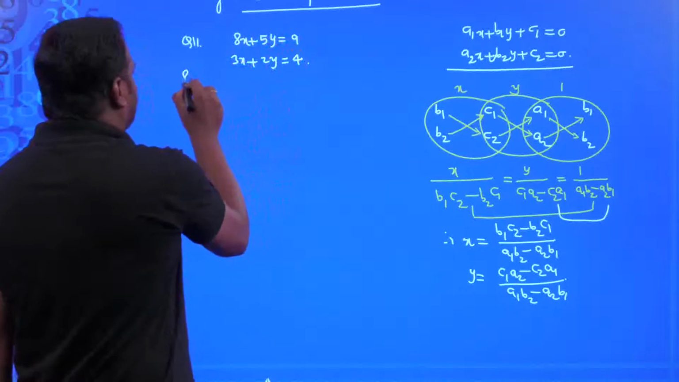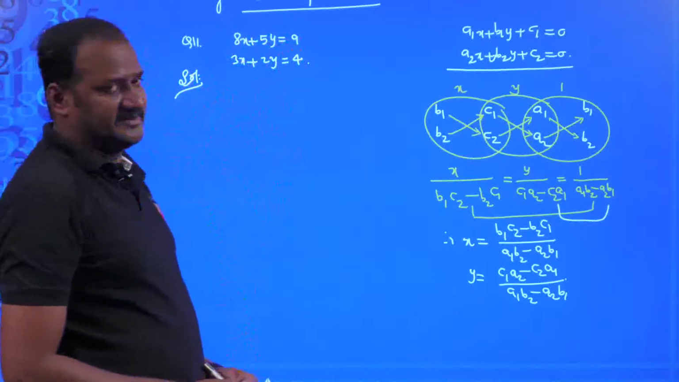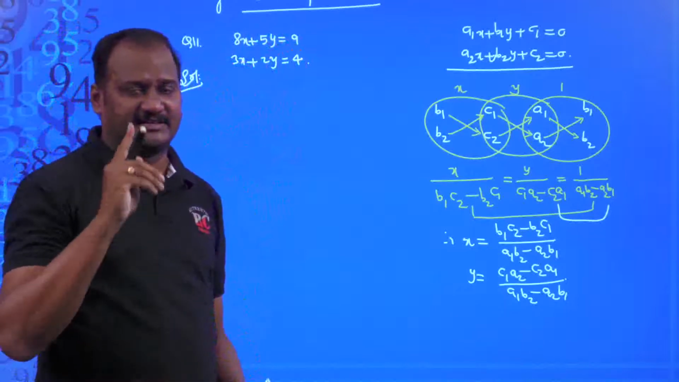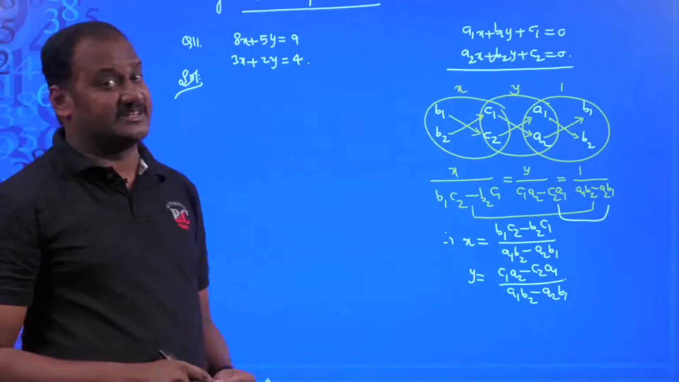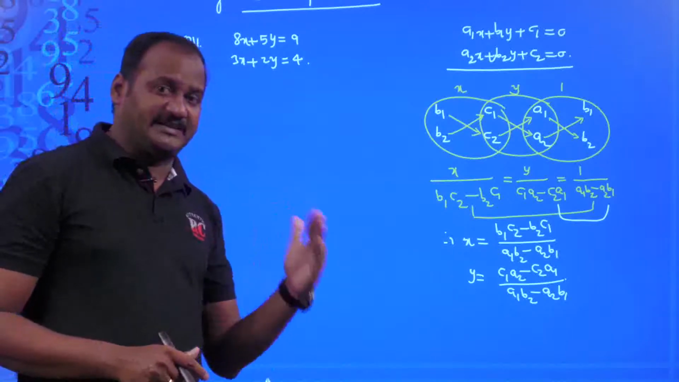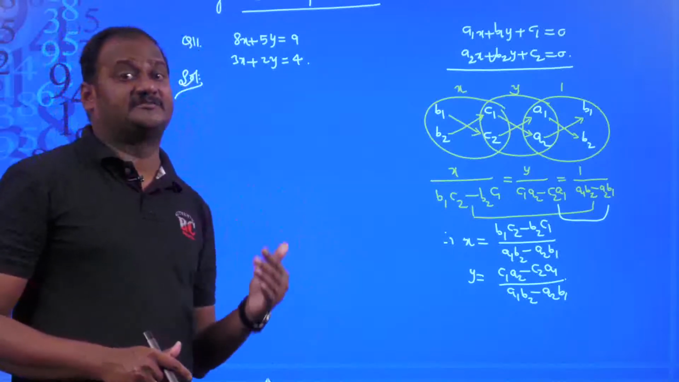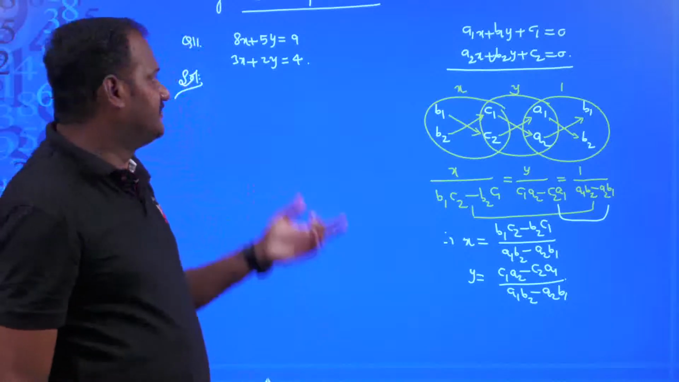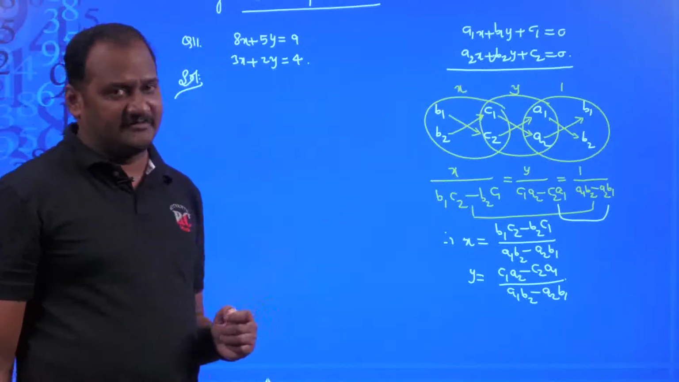While solving this pair of linear equations by this cross multiplication method, make sure that both the linear equations are in the standard form, meaning a1x plus b1y plus c1 equal to 0, a2x plus b2y plus c2 equal to 0. Are our equations in the standard form?